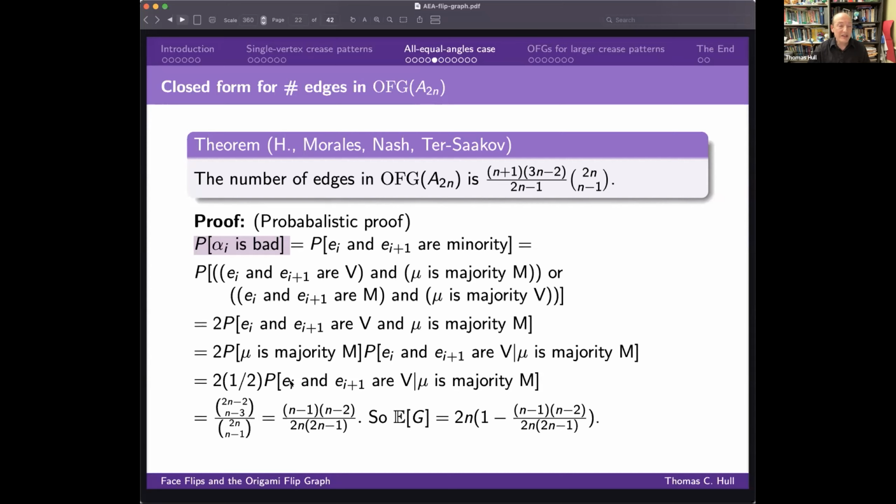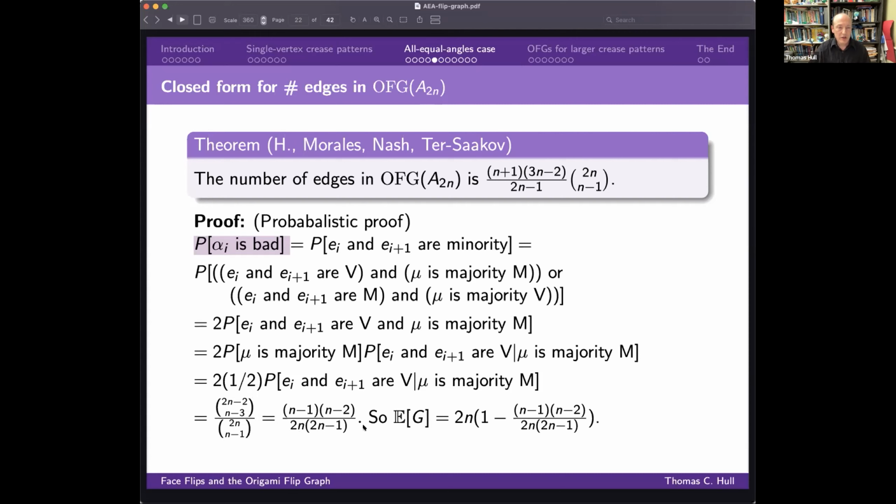And then how many of those mountain valley assignments have EI and EI plus 1 being valleys? Well, you make EI and EI plus 1 be valleys, and then you have 2n minus 2 creases left, and n minus 3 of them have to be valleys in order for Maekawa's theorem to hold. So this is the probability that face alpha I is bad. If you do the n choose k factorial stuff and have things cancel, this is the number you get.